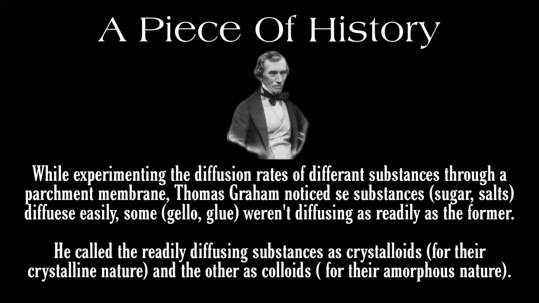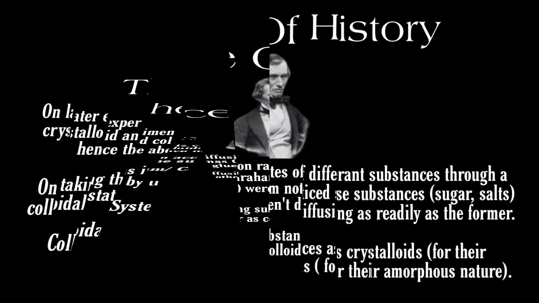Thomas Graham, a British chemist renowned for his pioneering work in the field of dialysis and gas diffusion, was conducting some diffusion experiments through a parchment membrane. This is when he noticed some substances like sugar and salt diffuse readily, while some like jello or gelatin don't. On making this observation, he categorized and named those substances crystalloids for their crystalline nature and non-crystalloids for their amorphous nature.